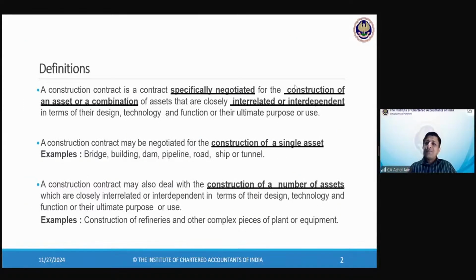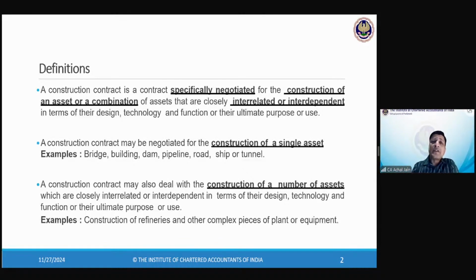As a first step, we'll try to understand what is this construction contract, because this is going to be the most important part. Why? Because till the time we don't have the understanding of the construction contract, we will not be able to understand where it is going to apply, or approach AS7 appropriately. So our first step will be the understanding of construction contracts.